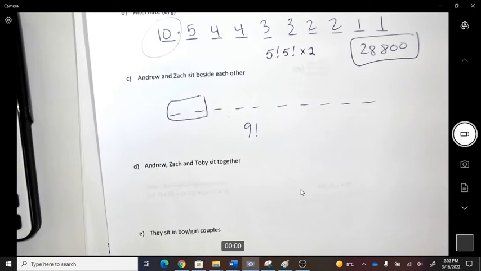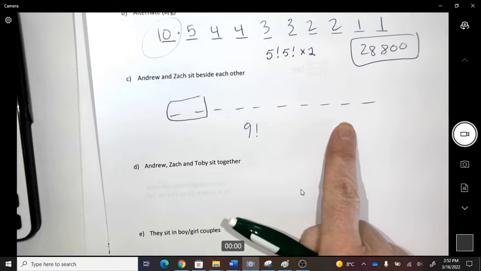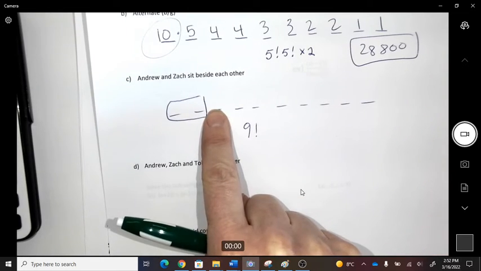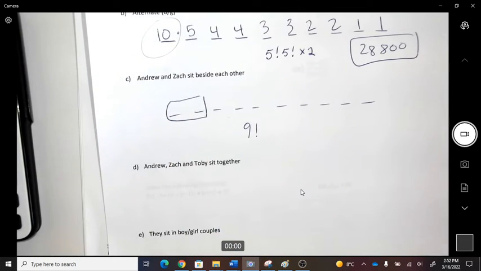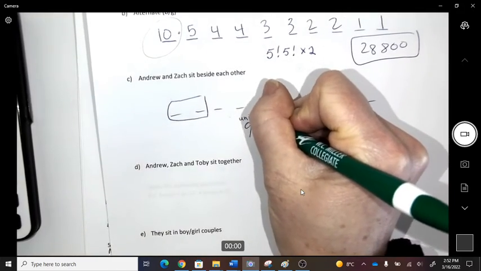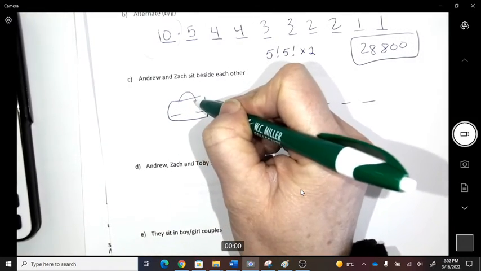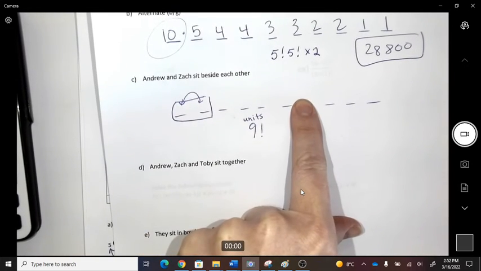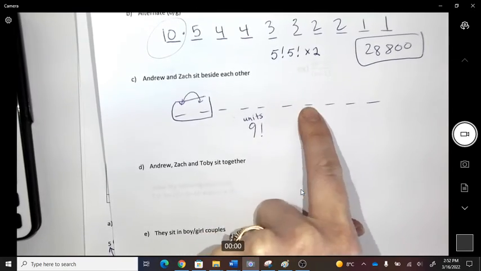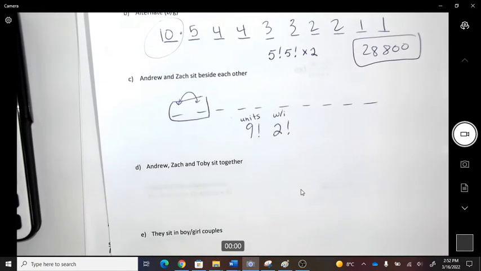9. I'm only moving 9 units around because when they move, they're moving together. So these are 8 people. And then the 9th and 10th person are actually just 1 unit. Does that make sense? So this is how many units you're moving around. Then what could Andrew and Zach do? They could move inside, right? So I could go Andrew, Zach, or I could have done Zach, Andrew. So I'm going to times it by 2 factorial, because within the group, they could move themselves around.